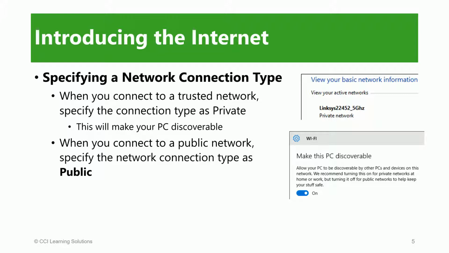Specifying a network connection type. When you connect to a trusted network, specify the connection type as private. This will make your PC discoverable. When you connect to a public network, specify the network connection type as public.